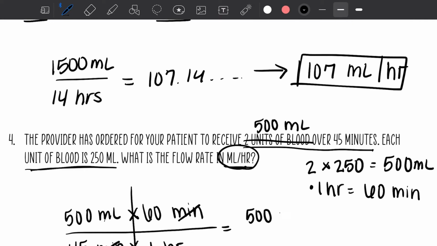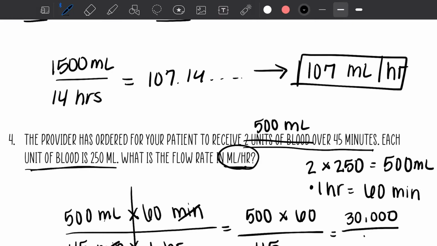So 500 times 60 divided by 45. It's going to give us 667 milliliters an hour as our answer.